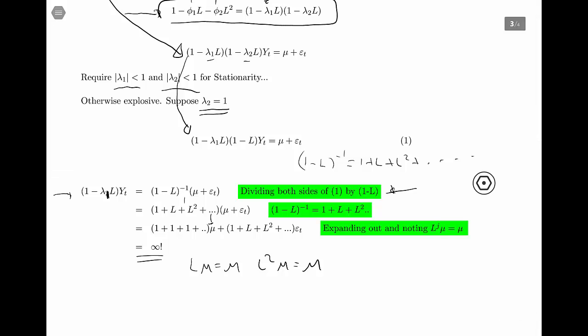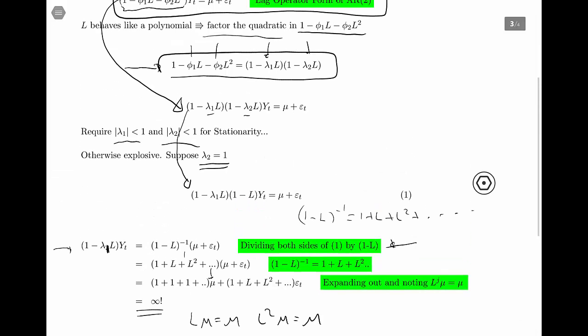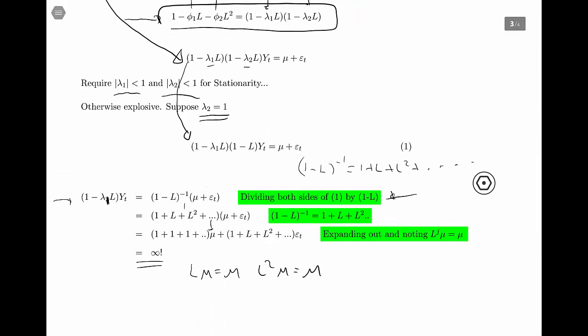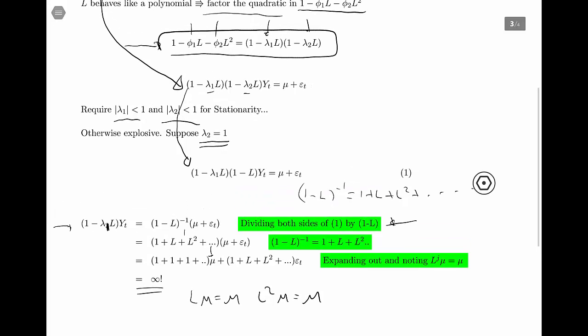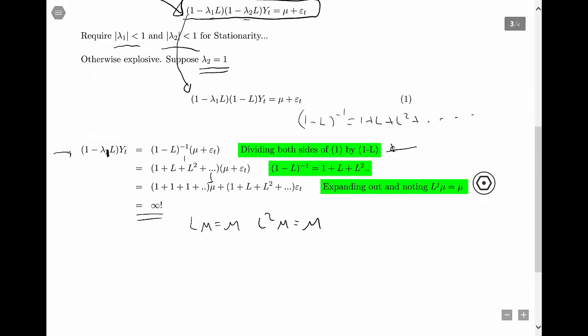If they were greater than 1, it would be explosive as well. So we need both of them to be less than 1, otherwise we're going to get an explosive series, exactly as we found for the AR1 process. So you can see, by using this lag operator form and re-expressing it in this way, both of these roots have to be less than 1 in absolute value, otherwise the process is going to be explosive.